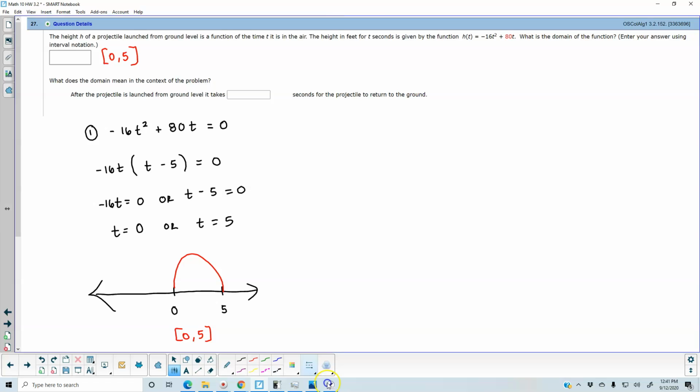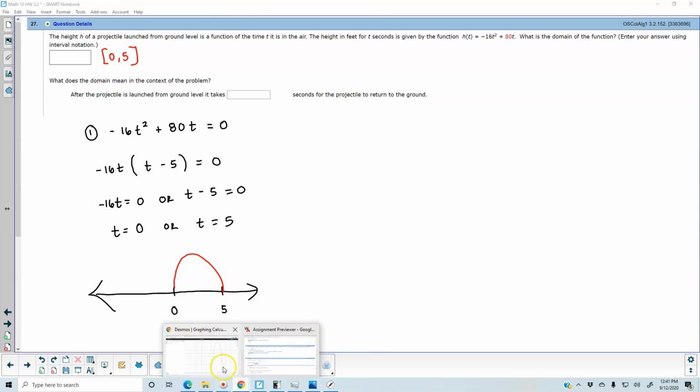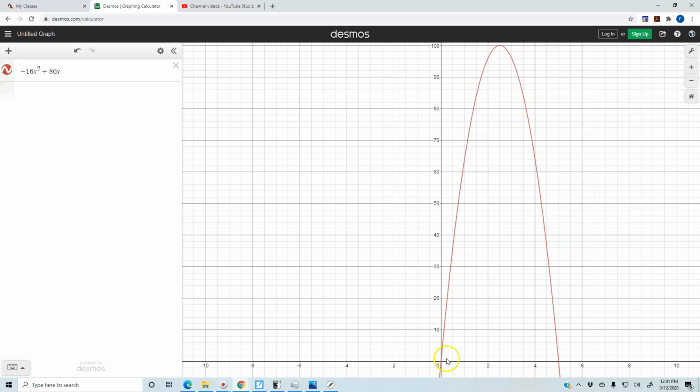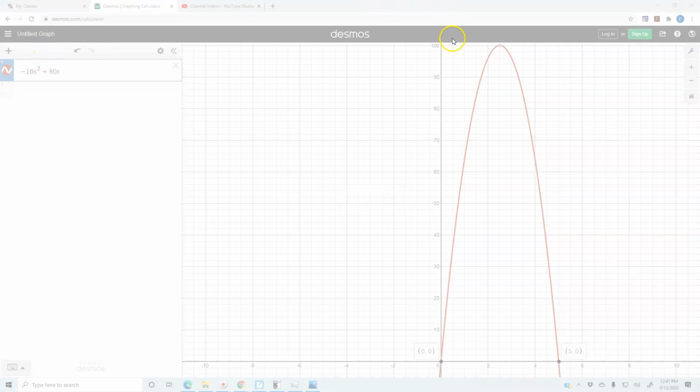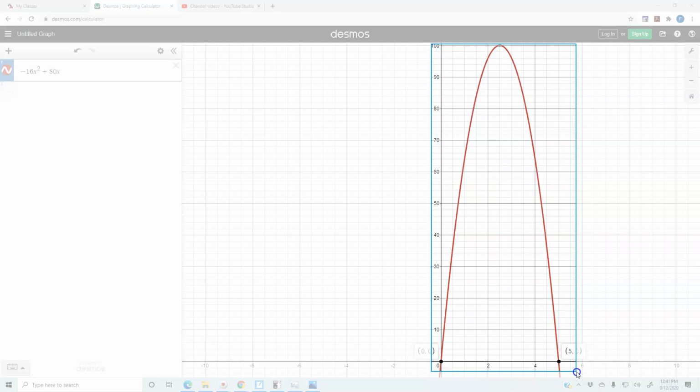Okay, now let's take a look at the graph. So I graphed this on Desmos, and you can see here what is going on with this projectile motion. So we have this 0, 0, and we have 5. There's our equation up here. So I'm going to go ahead and copy this.